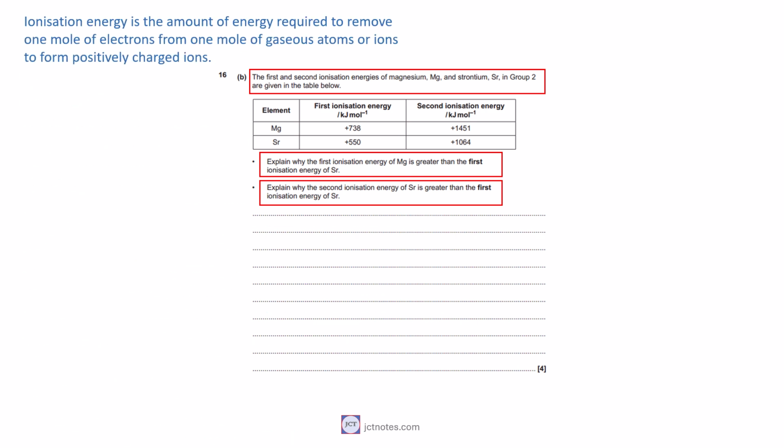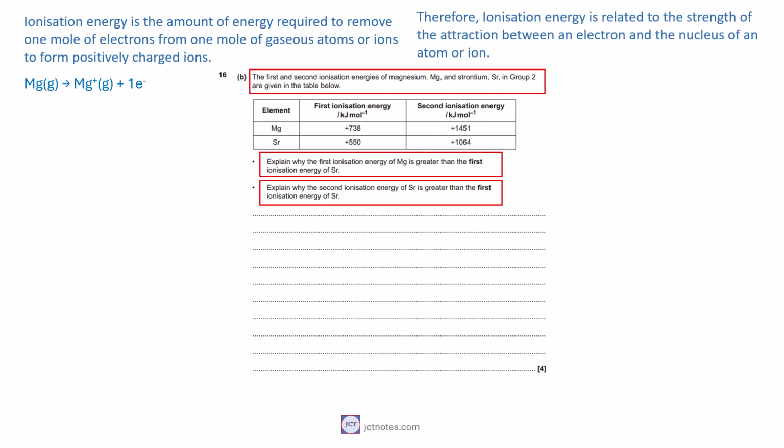Ionization energy is the amount of energy required to remove 1 mole of electrons from 1 mole of gaseous atoms or ions to form positively charged ions. In the case of magnesium, the first ionization energy is magnesium gas producing an ion of magnesium +1 and 1 electron. Therefore, ionization energy is related to the strength of the attraction between an electron and the nucleus of an atom or ion. In the first question, explain why the first ionization energy of magnesium is greater than the first ionization energy of strontium.